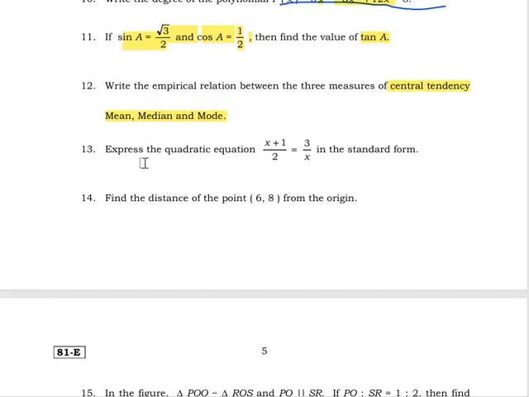So 13th question, express the quadratic equation x plus 1 by 2 equals 3 by x in the standard form. Quadratic equation standard form is nothing but ax square plus bx plus c equals 0. That means the power of the variable should be 2. This is the very easiest question.